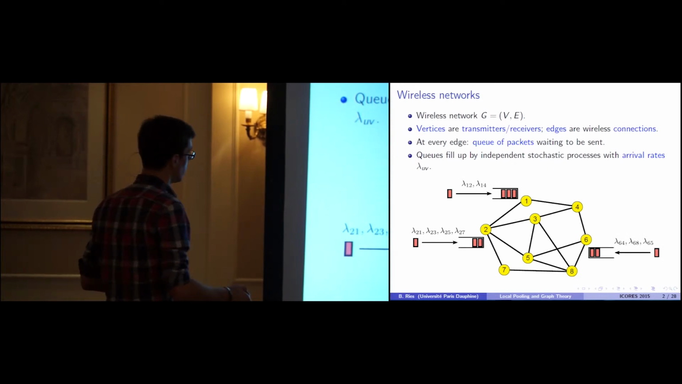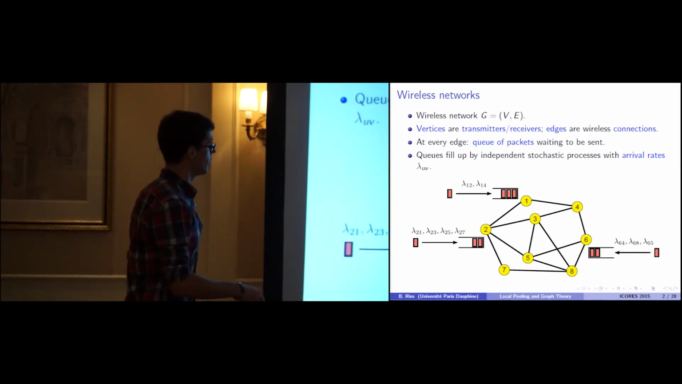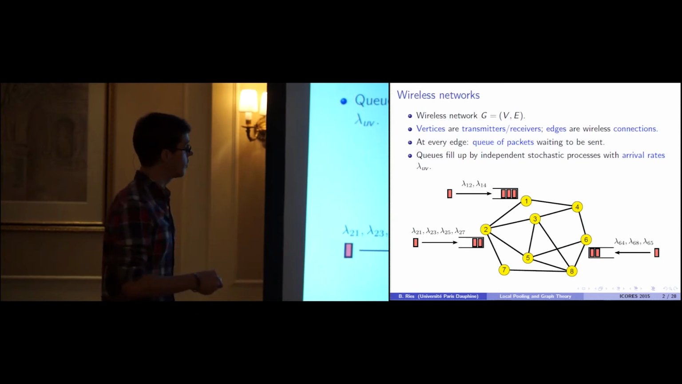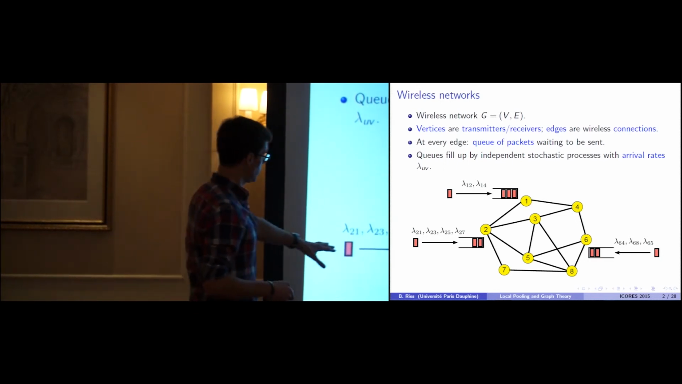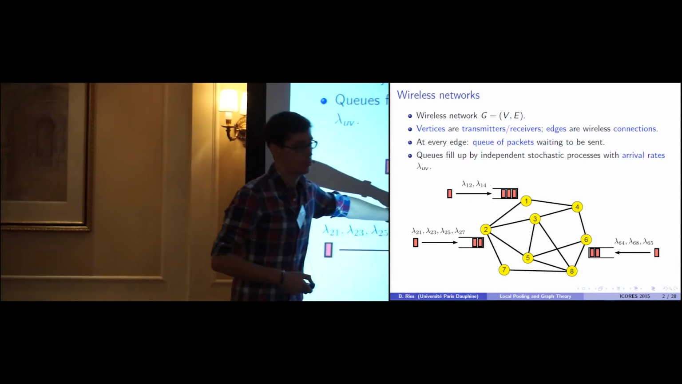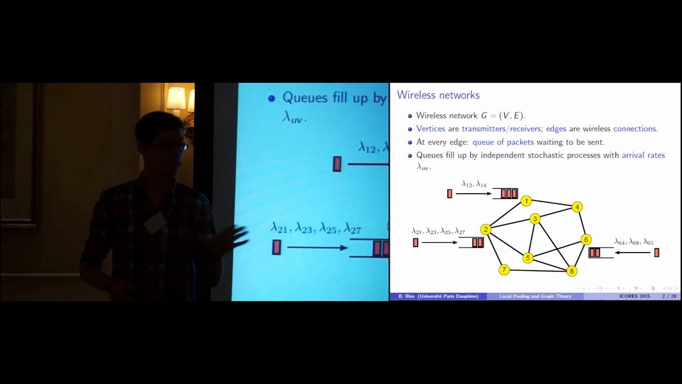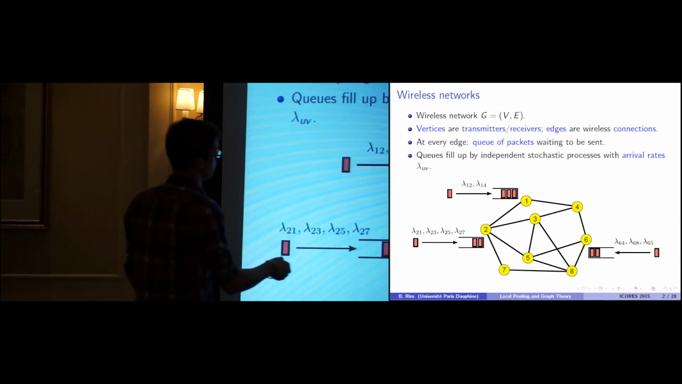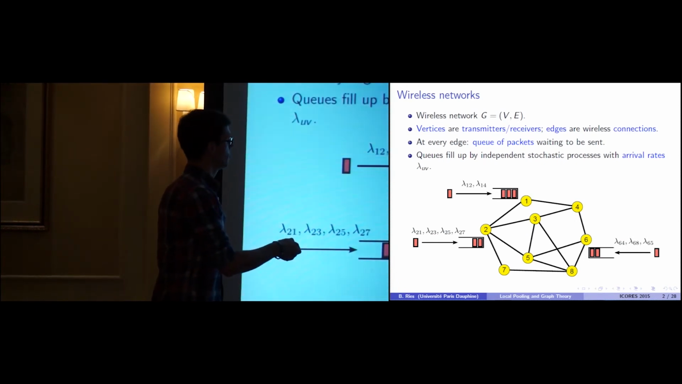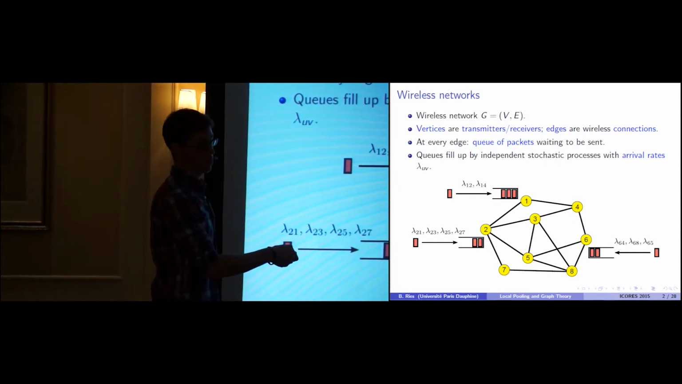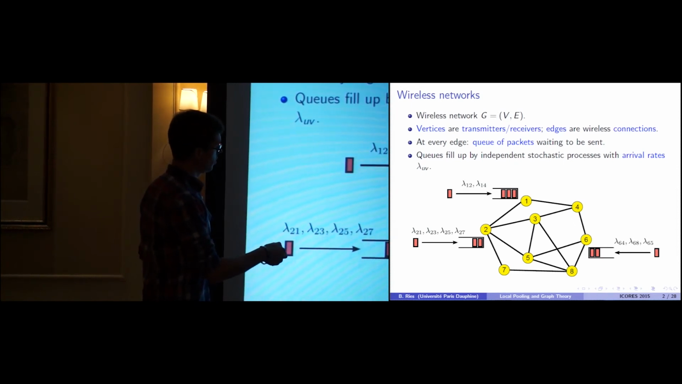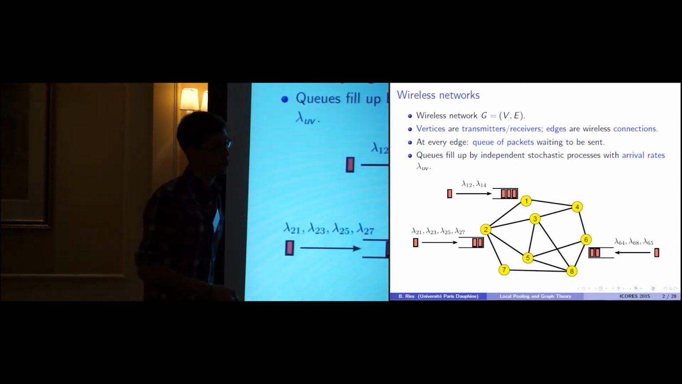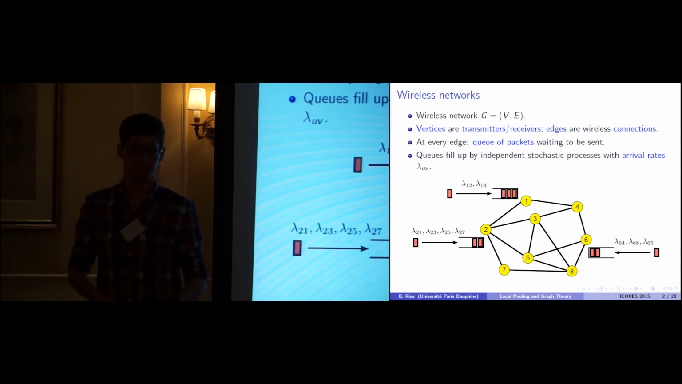So I just put the drawing here. So here you have a wireless network, just an undirected graph. You have the users, you have the wireless connections. And here I associated the queues with the vertices and not with the edges, but it doesn't matter, it's exactly the same. So for instance, for this vertex, you have packets that wait to be sent to the neighbor 4, and you have packets that wait to be sent to neighbor 2, and they arrive with a certain arrival rate.